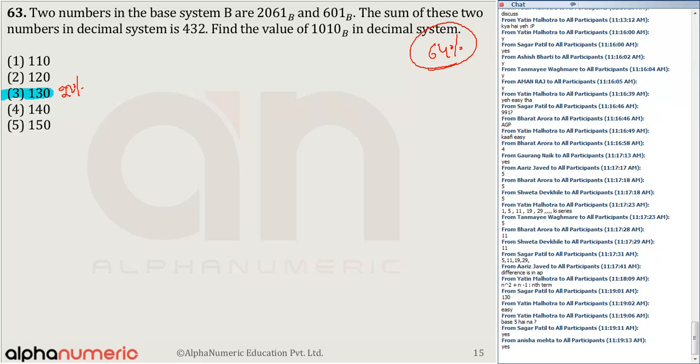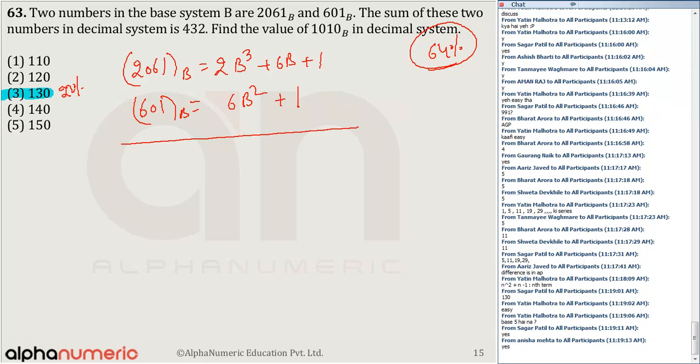2061 in base C. So I can say 2061 in base B, which is equal to 2b cube plus 6b plus 1. And 601 in base B will be 6b square plus 1. Add both of them, and I'll get 2b cube plus 6b square plus 6b plus 2, and this is given as 432.